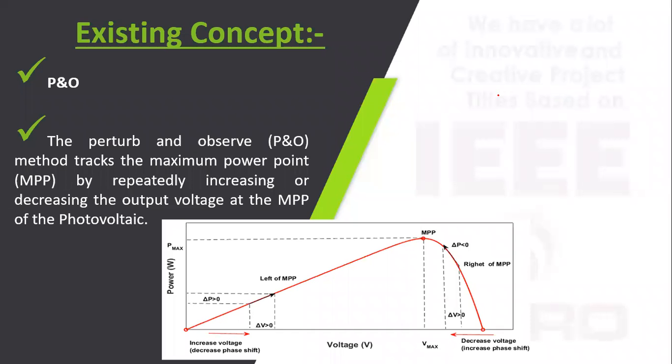In the existing concept, I already said that the P&O algorithm is used. The P&O algorithm compares the duty cycle with the next one depending upon the change in power. At the point where the maximum power is reached, the duty cycle for the maximum power is fixed, and the duty cycle is fed into the PWM, and the pulse is given to the boost converter. This is the conventional model.